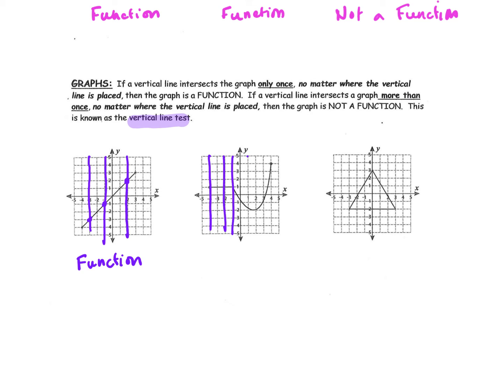No matter where I drop a vertical line, I'm seeing it only touch in one spot. So I see it touched the graph here, and I'm just marking where my vertical line touches the graph. No matter how many of these vertical lines I drop, it's not going to touch my graph in more than one spot, so this passes the vertical line test and is called a function.